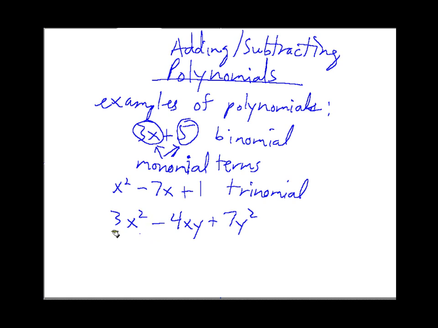So for example, if I have something like 3x to the negative 2, then that is not considered to be a monomial term, and therefore this whole thing is not a polynomial. So be careful with that. But basically, these expressions should look familiar to us from a previous math class. All right, let's get right into adding and subtracting polynomials.